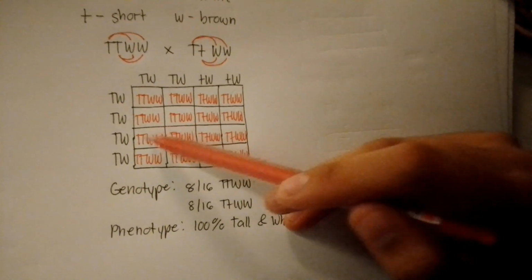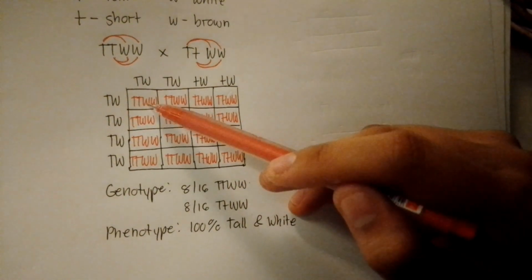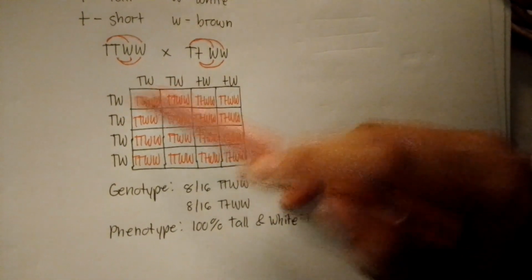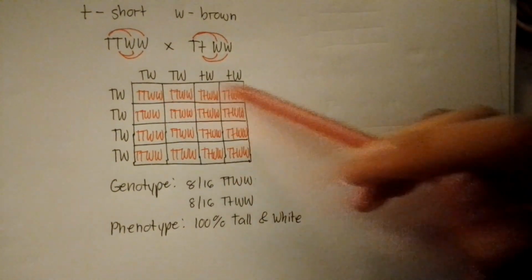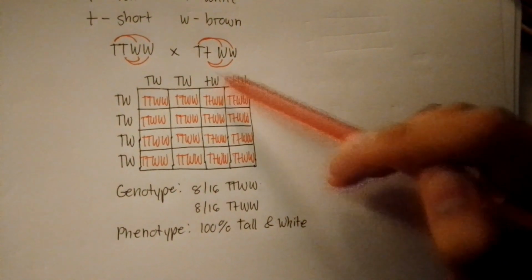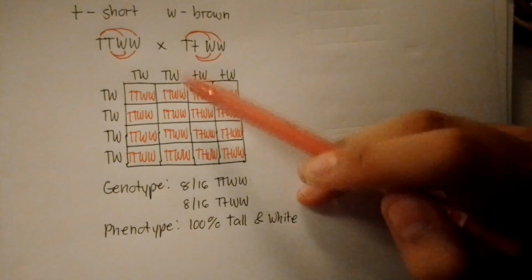1, 2, 3, 4, 5, 6, 7, 8. Okay. T, T, W, W. T, T, W, W. T, T, W, W. But here, abot na rin na heterozygous siya diri. So, may mo na siya, heterozygous dominant.